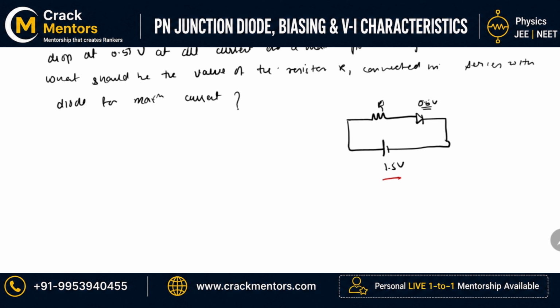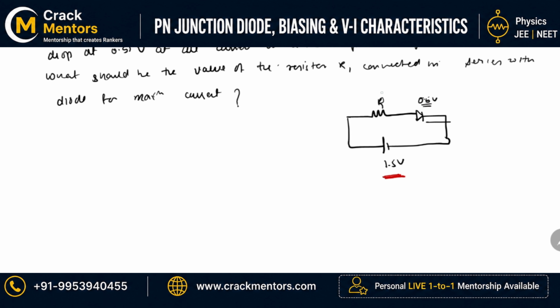Now this 1.5 volt battery is present here, and it is not given as an ideal diode. This is a real diode, and in a real diode there will be some amount of resistance that will cause the potential drop. Now if 1.5 is supplied, out of this 0.5 is dropped here, so across the resistor 1 volt is dropped. So what I find from here is that the value of the current through the resistor is equal to V by R.